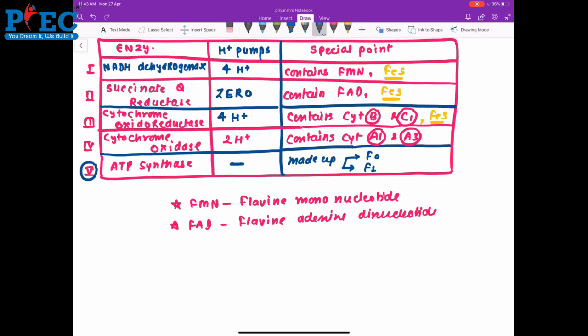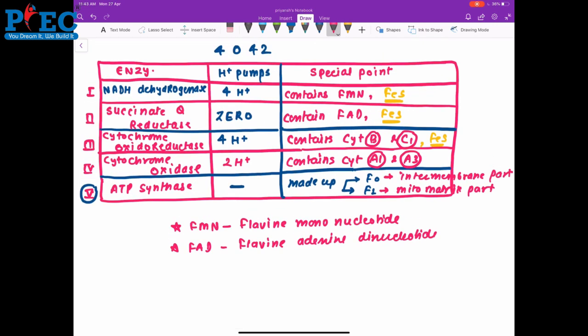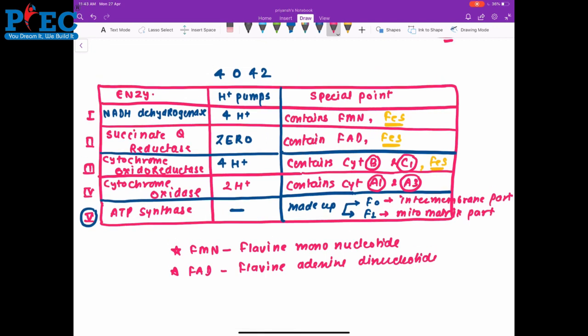What is the meaning of F0? F0 is the intermembrane part. And F1 is the mitochondrial matrix part. Just write it down. I will explain in the diagram what is meant by the intermembrane part or the mitochondrial matrix part. F0 is the intermembrane part and F1 is the mitochondrial matrix part. Let me explain this in the diagram, what is F0 and what is F1.